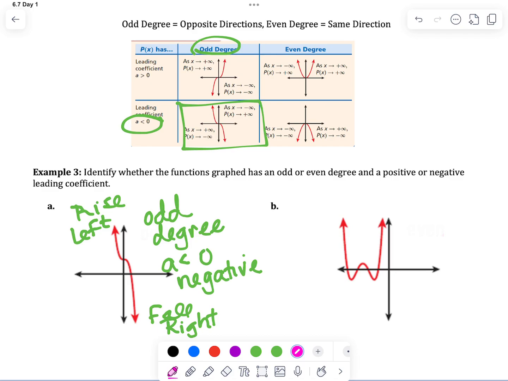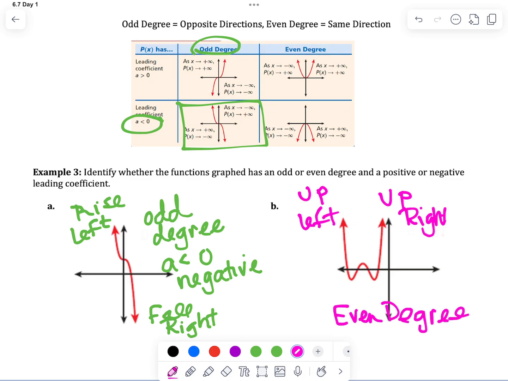Second example, notice that both sides are going up. So the right side is going up, it's up on the left, so both are going up, so this is going to be an even degree. And then that tells us then that our leading coefficient has to be a positive number. Has to be greater than 0 for both sides to go up.